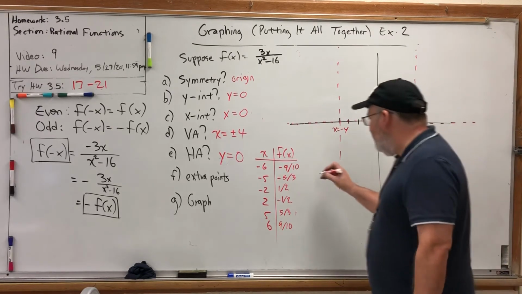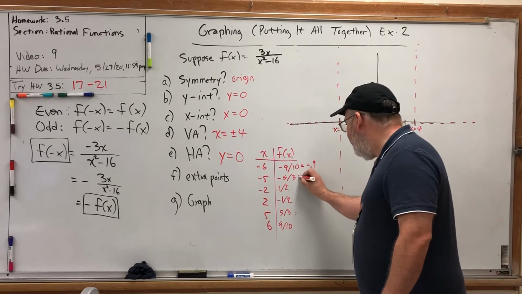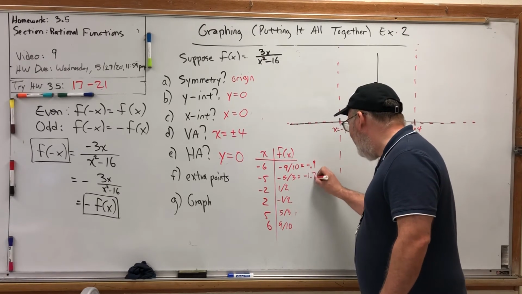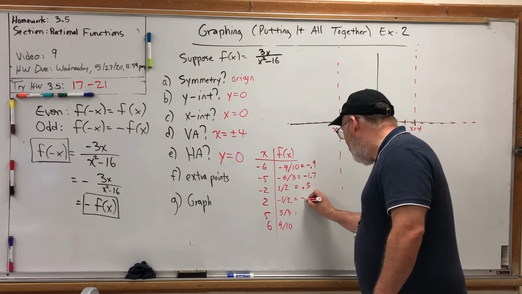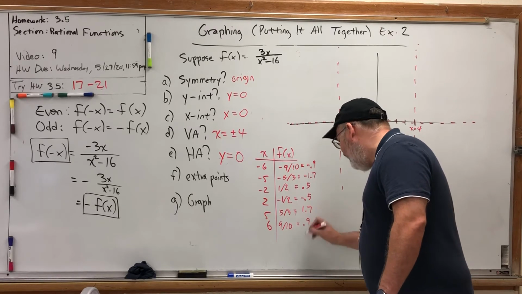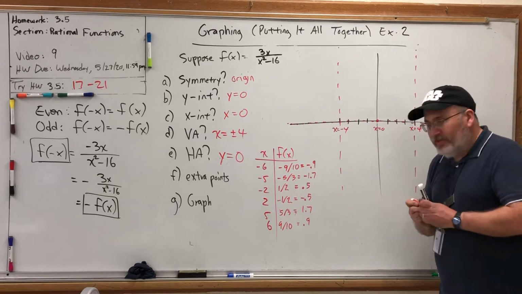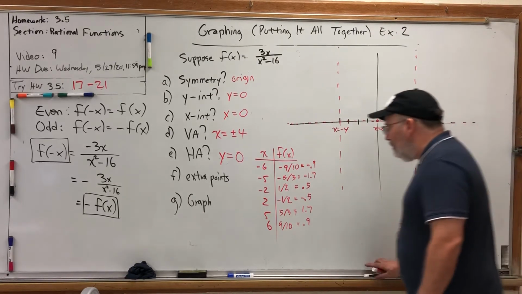Think in terms of decimals if you must. This is -0.9. This is -1.7 if you round it off. This is 0.5. This is -0.5. This is 1.7, and this is 0.9. All of these decimals could easily be obtained with a calculator if necessary. All right, let's plot the evidence.